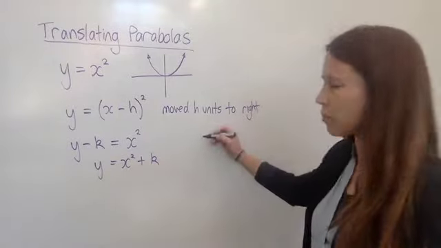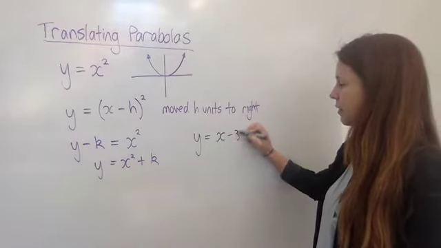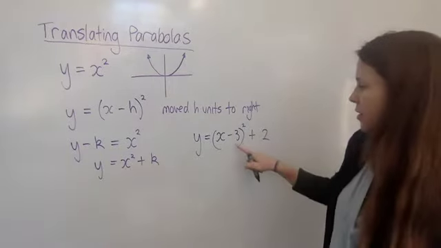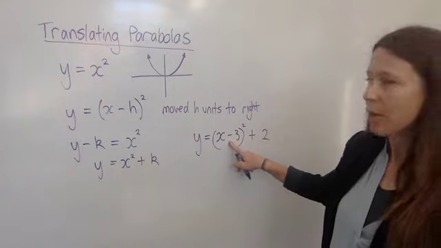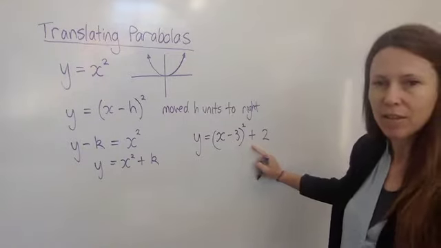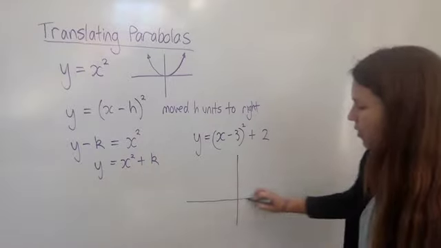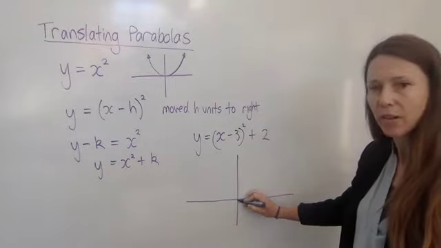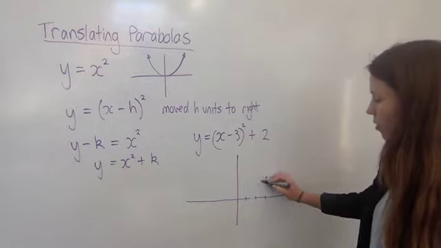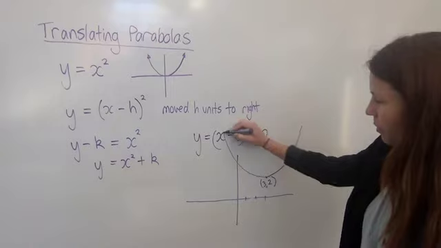So to give you a few examples, if we had a graph that looked something like this, that tells us that we need to move our basic parabola 3 units to the right and 2 units up. So the easiest way to draw that is to just think about where the vertex is. Instead of being at 0, 0, it's going to be across 3 and up 2. It will be here at 3, 2. And then we can draw in our basic shape.